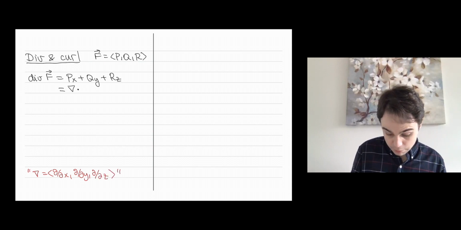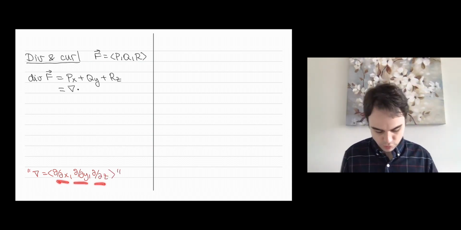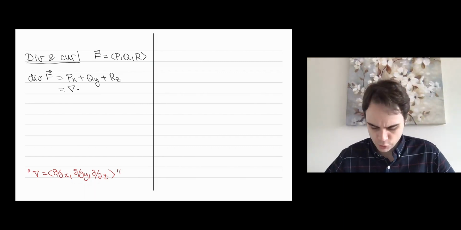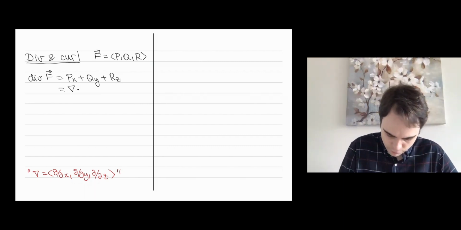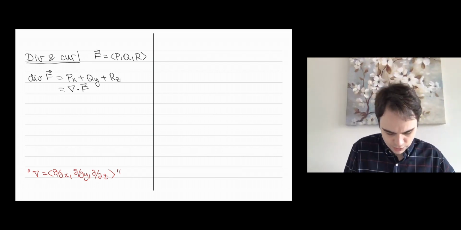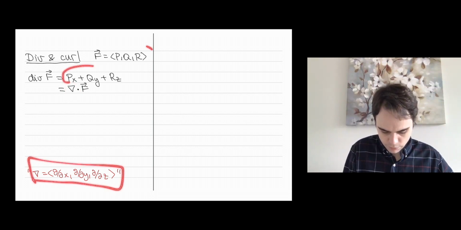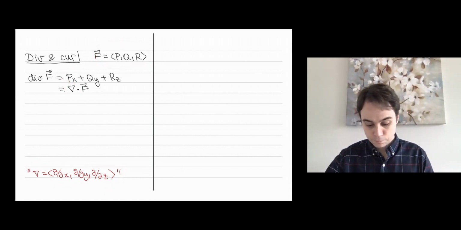I say fake because these things are not numbers, so I'm not sure what to make of a vector whose components are not numbers, but for the purpose of remembering what the divergence is, you can just think that you're doing the dot product of this with the vector field PQR.